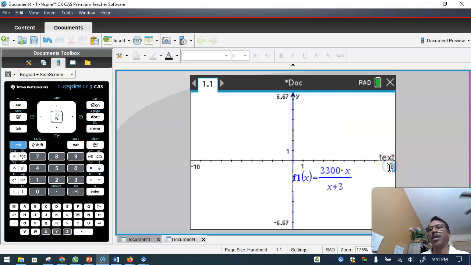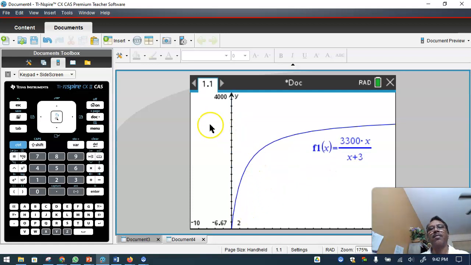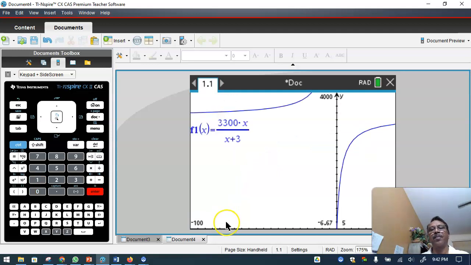I'm going to make this maybe 40 months, and the population will have to change too, because the 3,300 is the horizontal asymptote. So we'll have to write almost like 4,000. Let's see, 4,000. And there you go, nice graph. We start from here. If you want to see below, then I would change this to maybe minus 100.